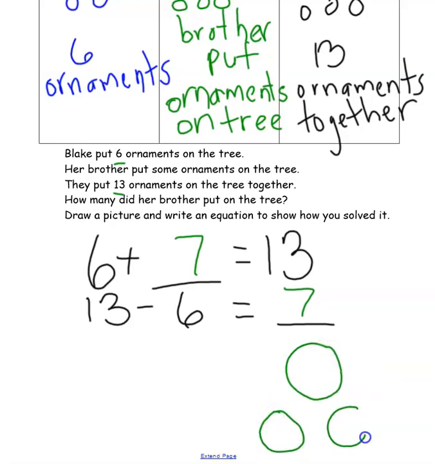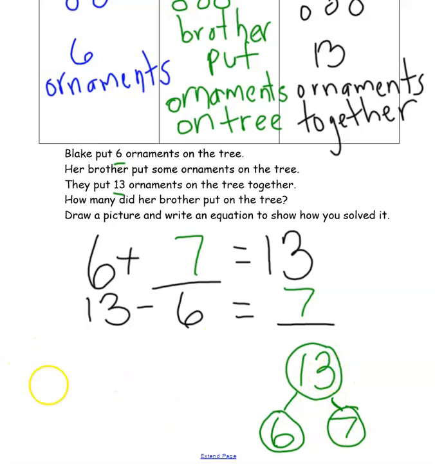I'm going to draw a number bond. So I know that this is my whole here, and I know I have 13 total ornaments on the tree together. So if Blake put on 6, her brother put on 7. So 6 and 7 make 13. 2 parts, 6 and 7, make the whole 13.